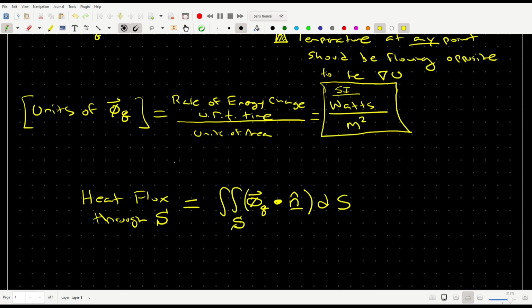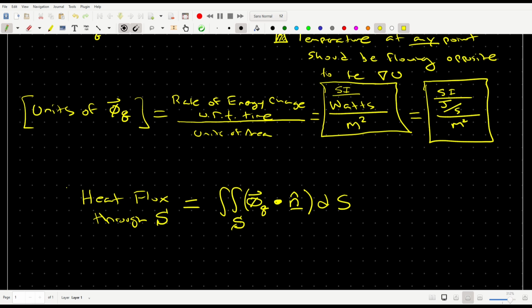This is a dimensionally consistent idea. This breaks down even further. A watt is a joule per second. So in SI, you could also say that this is joules per second over meters squared. But this is the idea of what this vector field is being measured in. In general, it has to be a rate of energy with respect to time over units of area.